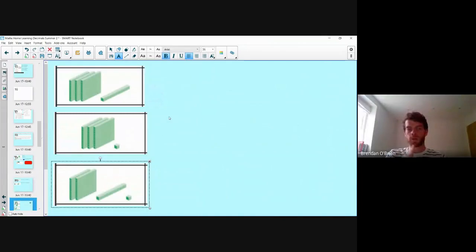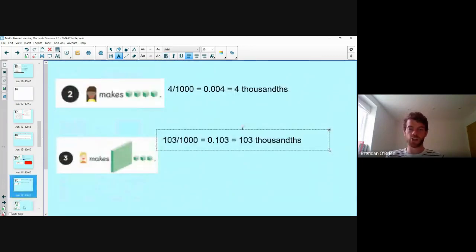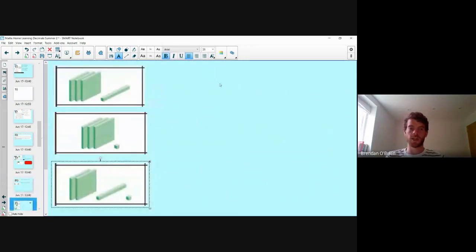So we've got 3 more of those here. I would like you to pause the video and work these out. I want you to write the fraction, the decimal, and the written form. Just as we've done here, I would like you to write the fraction, the decimal, and the written form. So pause the video, and then we will go through that.